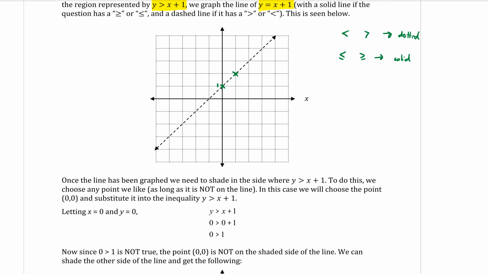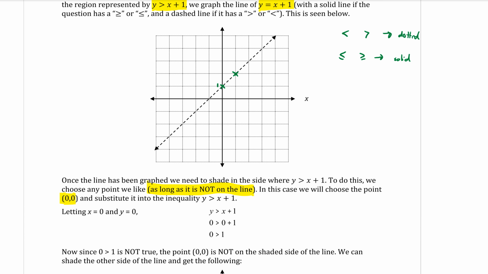So it says here, once the line has been graphed, we need to shade in the side where y is greater than x plus 1. To do this, we choose any point that we like, as long as it is not on the line. We want to choose something next to it because we're trying to see which side to shade. If we choose something on the line, then it's not going to tell us which side is the correct side. Okay, so in this case, we will choose the point 0, 0. And that is the easiest point to choose. It's always easiest to substitute in zeros as long as your line does not go through the origin.